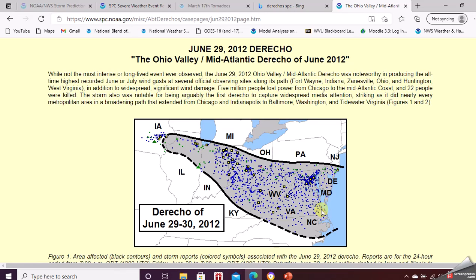Literally, I had damage. I had a tree down in my yard from this. There were numerous trees down across parts of Ohio and West Virginia. As a matter of fact, most of the state of West Virginia was without power. A lot of Virginia had no power. So what happened with this?